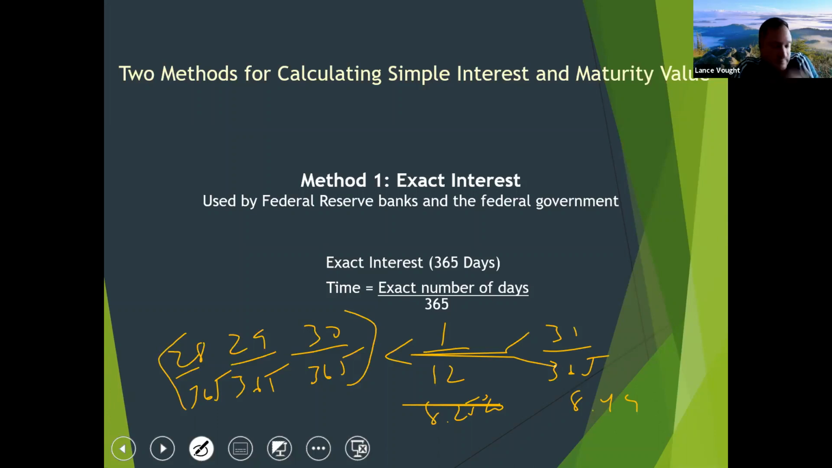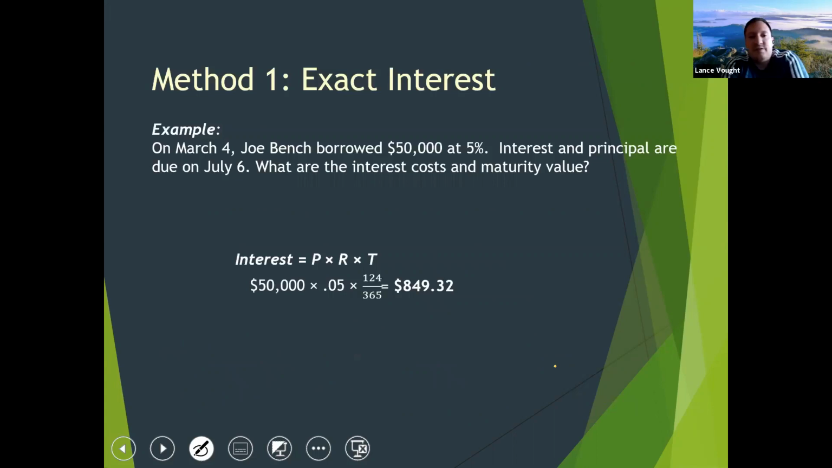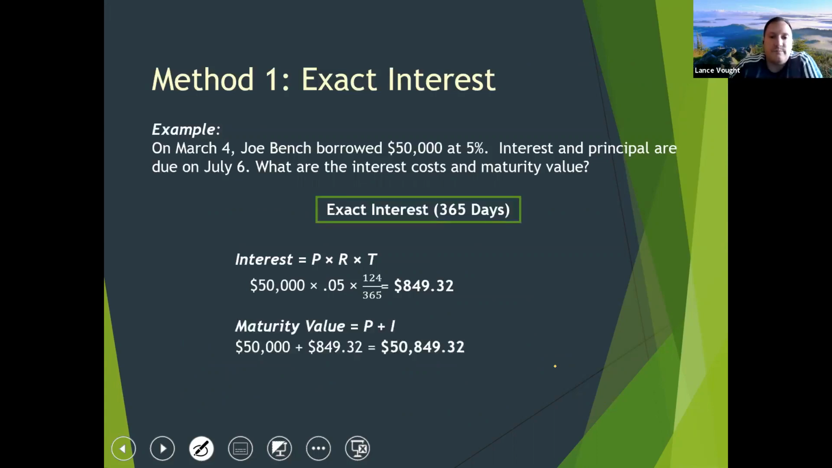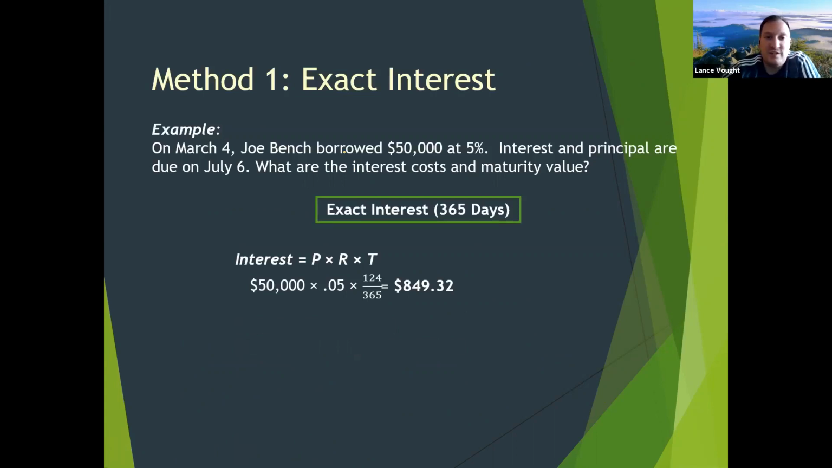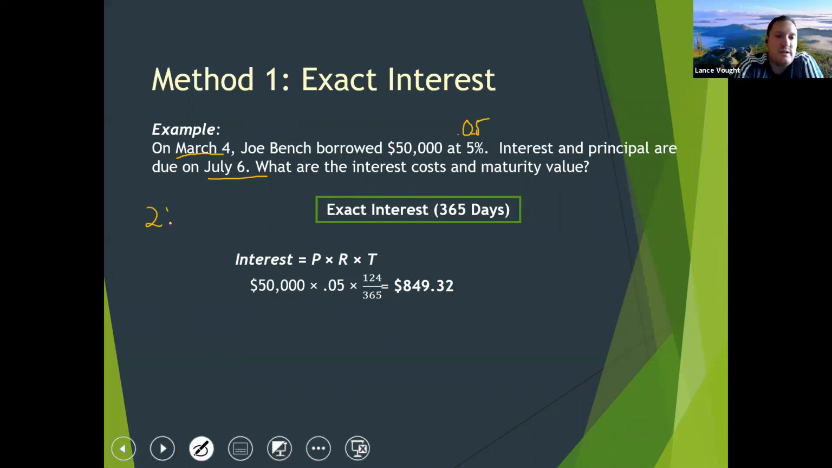So let's use the exact interest method. If Joe Bench borrows 50,000 at 5%, again we convert this to a decimal, so it's 0.05. Interest and principal are due on July 6th. What are the interest costs and maturity value? Well, there's 31 days in March, so this would be 28 plus 30 in April, 31 in May, 30 in June, plus 6 in July.